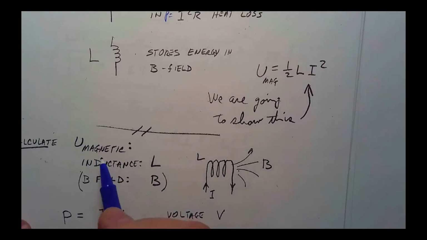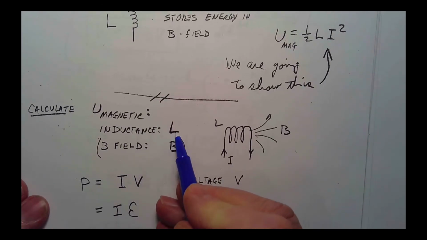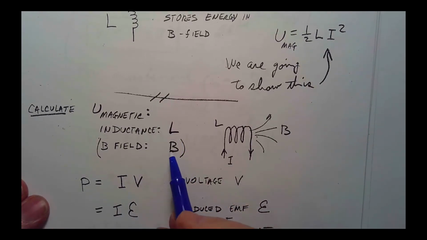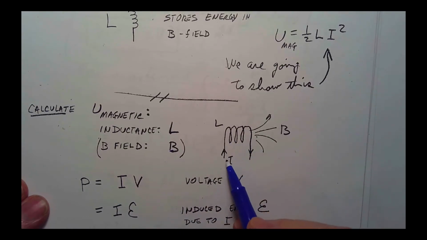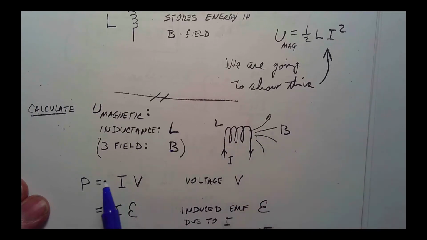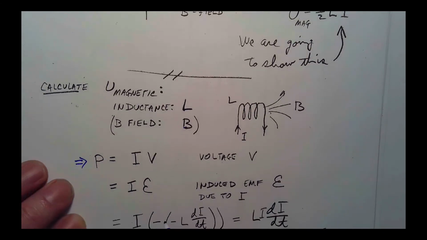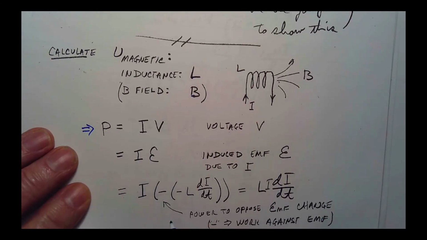So we want to calculate the energy stored in an inductor. The inductor has inductance L, and it produces a magnetic field B. So current flows into a coil, makes a magnetic field like that. Here's this general relationship for the power in any component. Power is current times voltage. If the voltage is an EMF, that's for an induced Faraday kind of voltage. The voltage is the EMF, so it's current times the EMF.